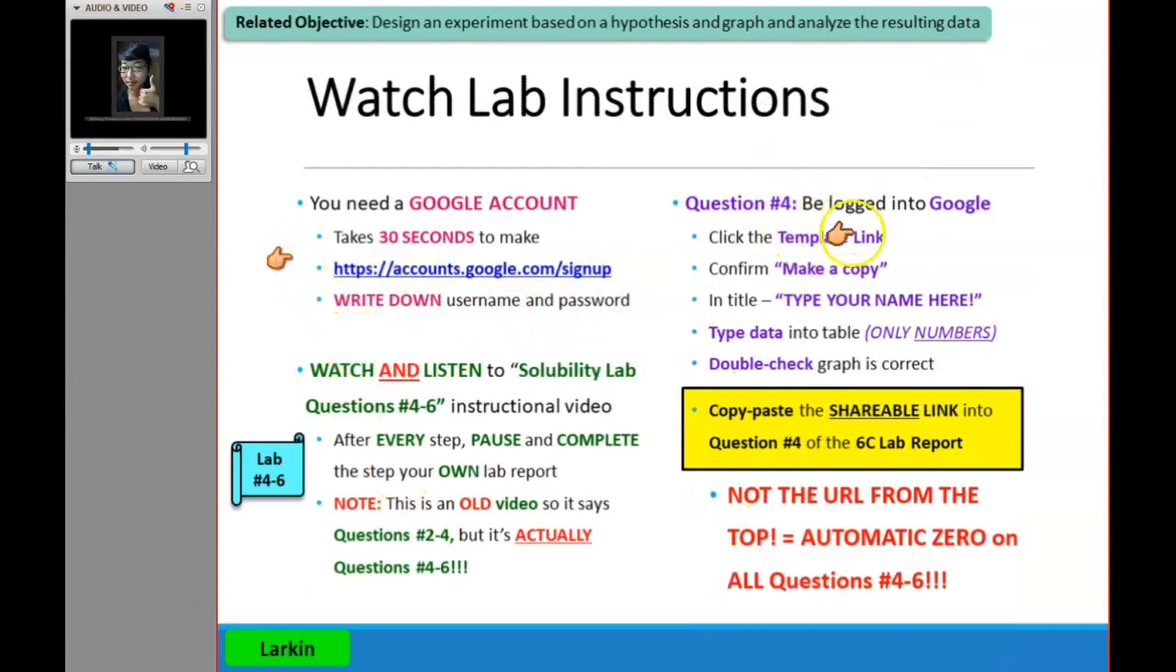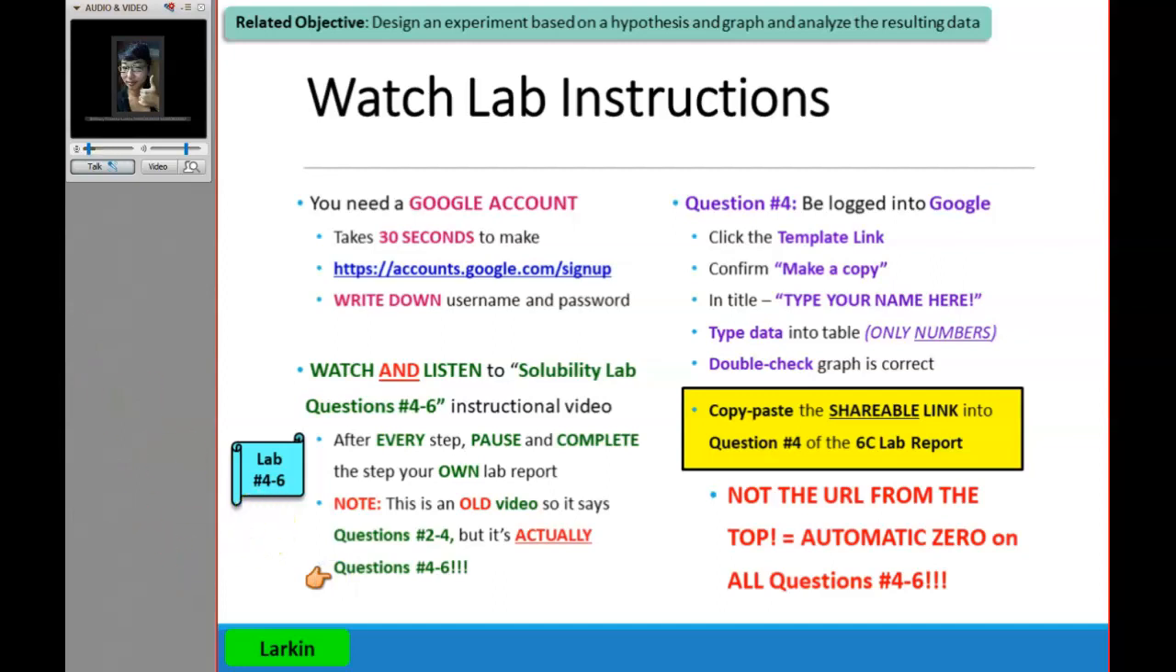Remember that in order to open up the Google template, you do need to have a Google account. Instructions are here. They're also in the instructional video, so I'm not going to go over them right now, but you should be able to have a Google account. The instructional video will take you through questions 4 through 6. After every step, pause, do it in your own lab, and then continue. Please note this is an old video. So in the old video, this was questions 2 through 4, but just know for our current lab, this is questions 4 through 6. Okay, you'll be able to figure it out.